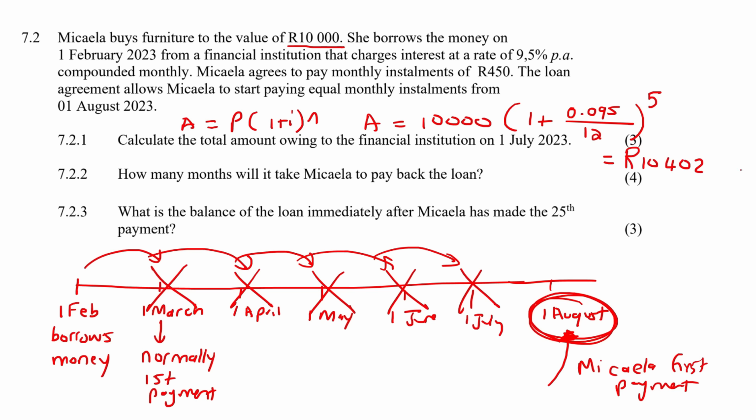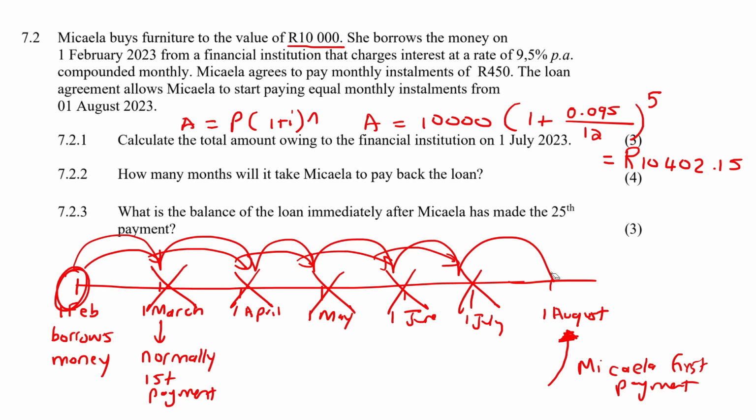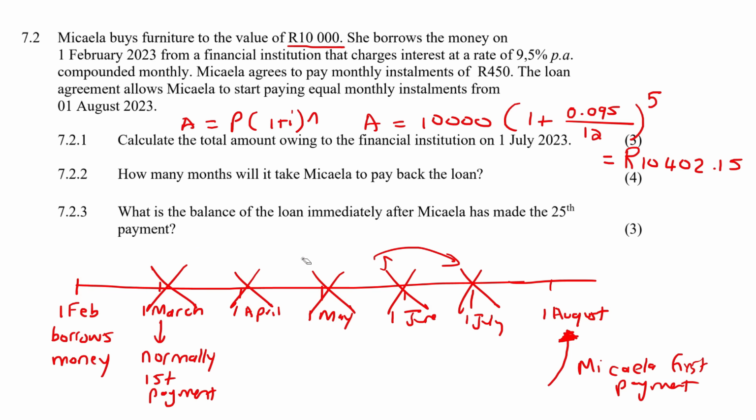10,402 Rand and 15 cents. So you mustn't say, "Yeah, but Kevin, we're starting here on 1 February, and then it's going to be 1, 2, 3, 4, 5, 6 months until 1 August." It doesn't work like that, guys. You've got to think about how they normally do it in the real world.